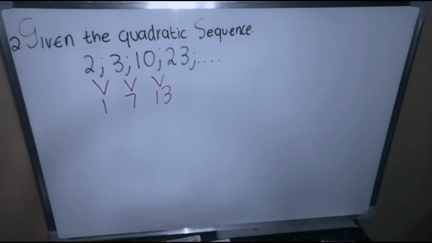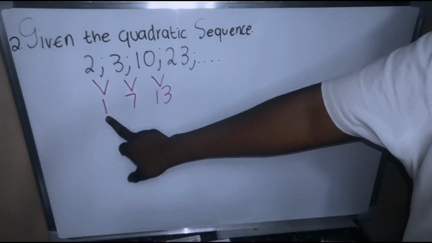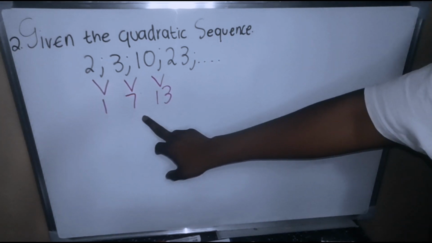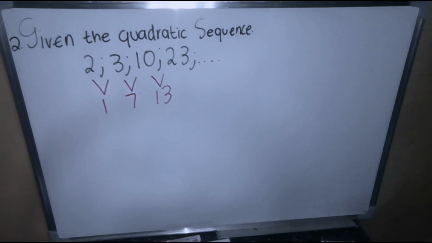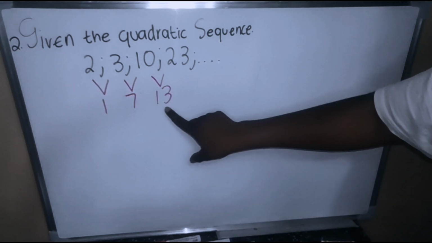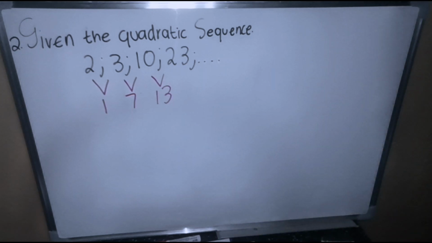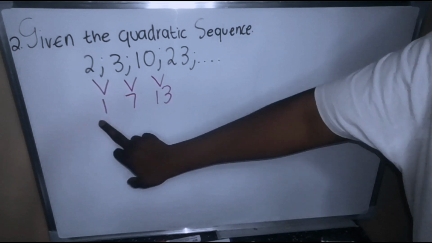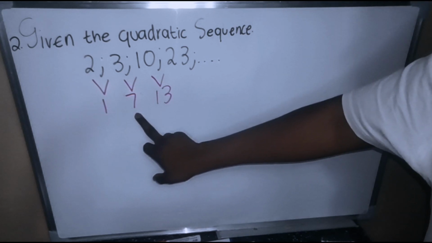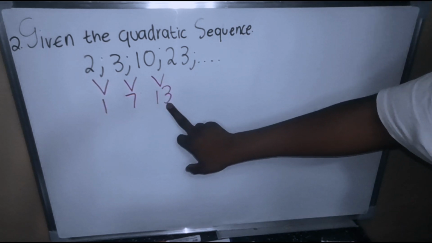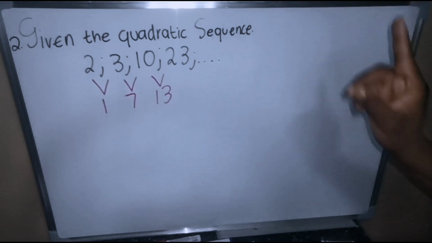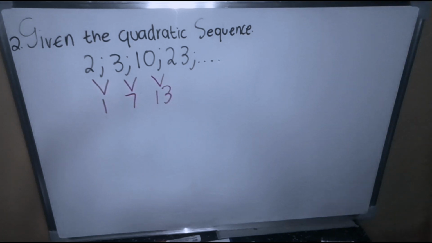Now, you need to check the trend. From 1 here, how did you arrive at 7? We added 6. And how did you arrive at 13? We added 6 again. From 1 to 7, we added 6, and from 7 to 13, we added 6 again. That's a very, very important point here.